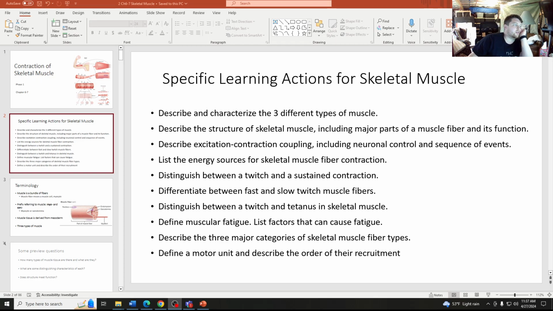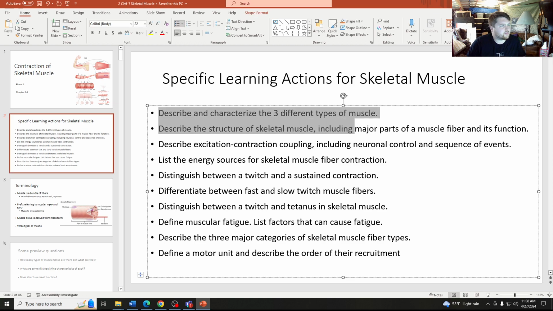Welcome everybody. We're going to start diving into phase 1, week 2 of material, talking about muscles specifically. In this video, we'll cover these first 2 learning objectives: describing and characterizing the 3 different types of muscles, as well as describing the structure of skeletal muscle, including the major parts of the muscle fiber and its function. Most of this is just going to be definitions and an introduction to what we're going to be going over in these next couple of videos.